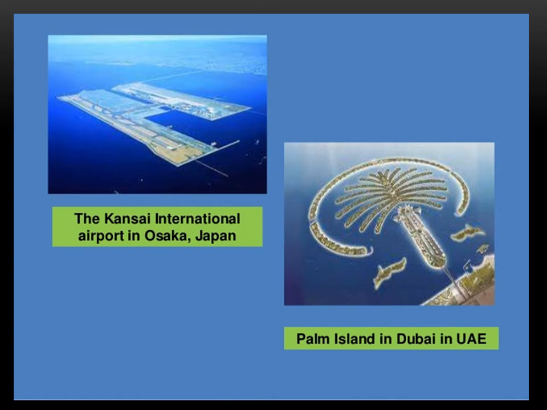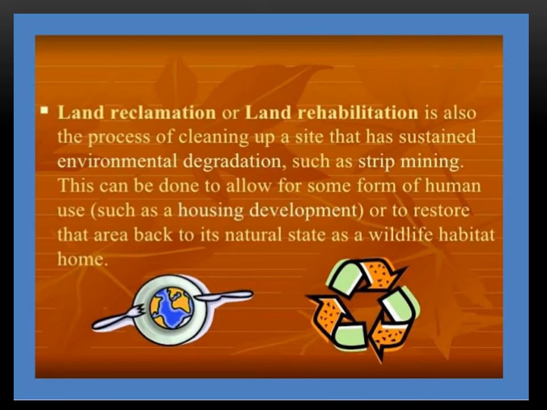The Kansai International Airport in Osaka, Japan, is another example of creating land to increase the land supply in Japan. In Hong Kong, where land is scarce, about 10% of the total land is reclaimed, and more reclamation projects are planned to increase the land supply to meet the increasing demands.